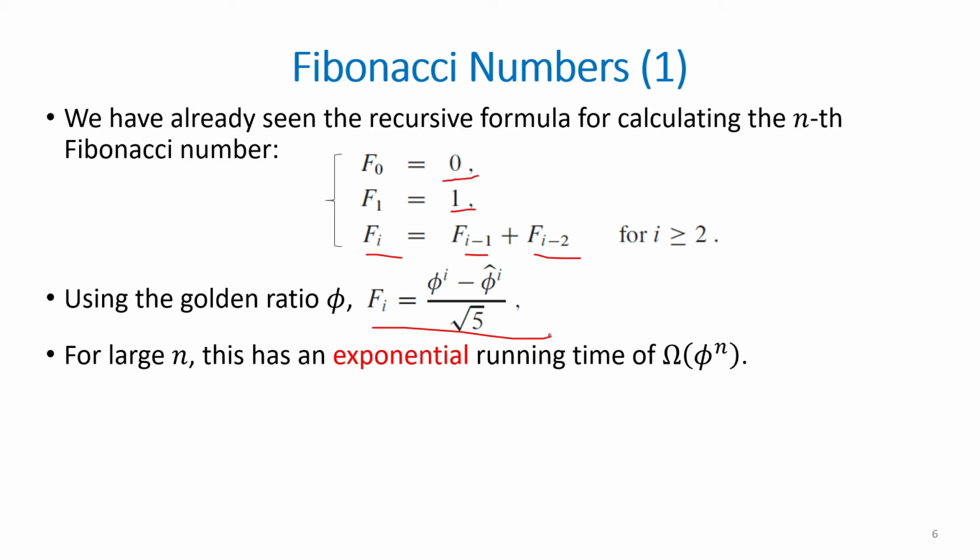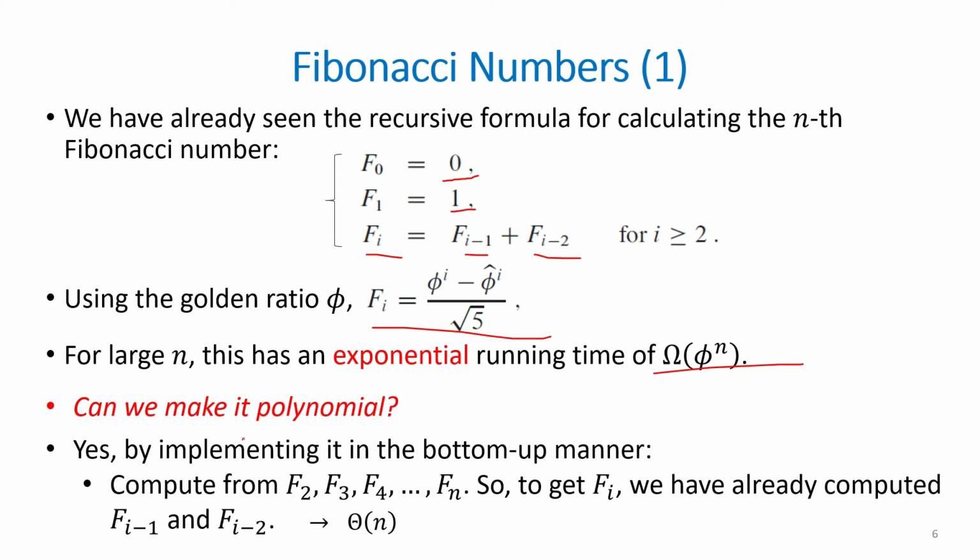The problem with this equation, however, is that for very large n values, the computation of f(i) exhibits an exponential running time, which we always want to avoid. We would very much prefer a polynomial running time. So the question is, can we make the running time polynomial? Yes, one way to make it polynomial is by implementing the Fibonacci numbers in a bottom-up manner.